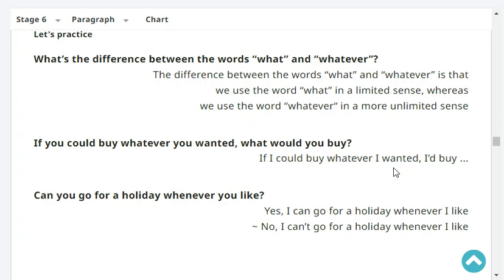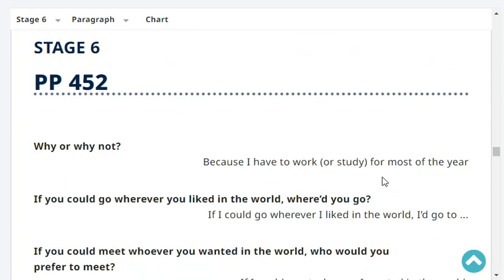Can you go for a holiday whenever you like? Yes or no? Yes, I can go on holiday whenever I like. Very good. Why? Because I have control with my schedule. Very good.